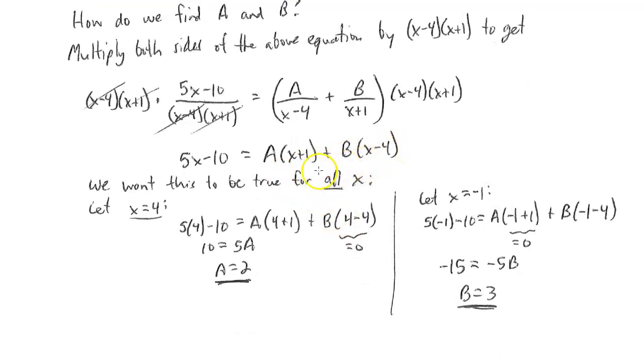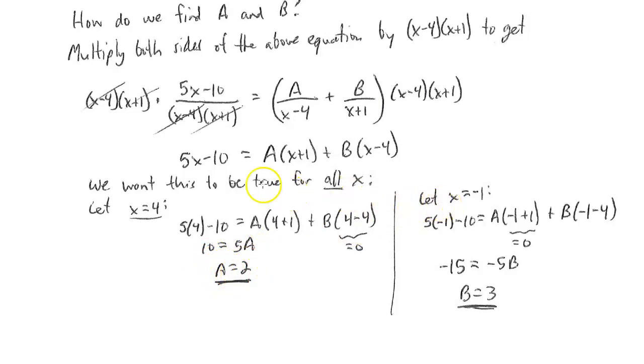There are a couple of ways you can find the a and the b. One pretty simple way is that we want this equation to be true for all values of x. In particular, it should be true for x equals 4. Why am I choosing 4? If I plug in 4 everywhere I see an x, 4 minus 4 will be 0, and the b will go away. On the left side we get 20 minus 10, which is 10. On the right side we get a times 5, plus b times 0, so the right side is just 5a. So 5a equals 10, so a is 2.